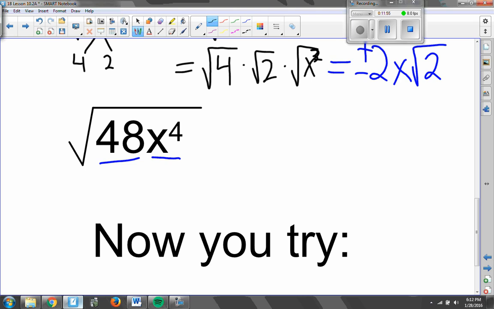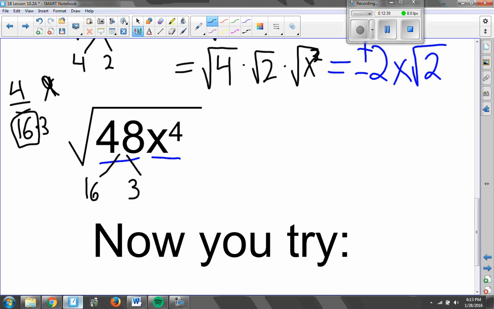I'll start with 48 by looking for a perfect square number that goes into 48, so that I can split that up and simplify. I'll start with 4. I believe that goes in, but I'm going to try to find a bigger one in this case. 9 does not work. 16 does work because 16 times 3 is equal to 48. This is going to be my biggest right here. So when I simplify square root of 48x to the 4th, I am going to split the 48 into 16 and 3.